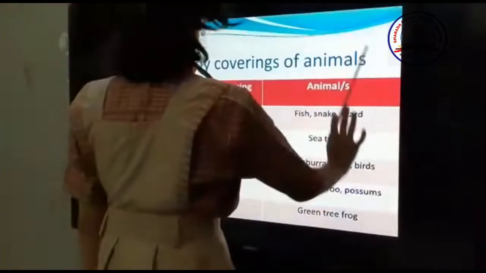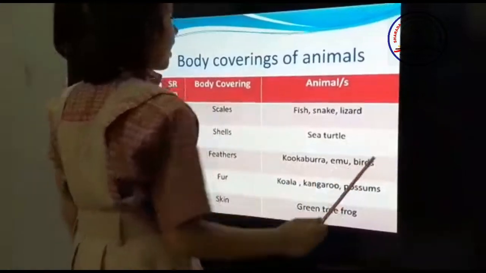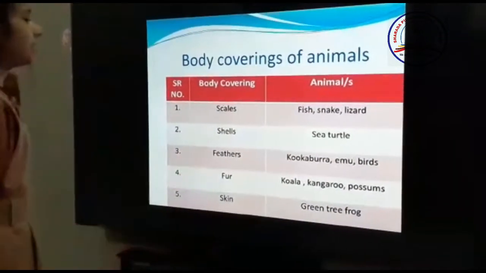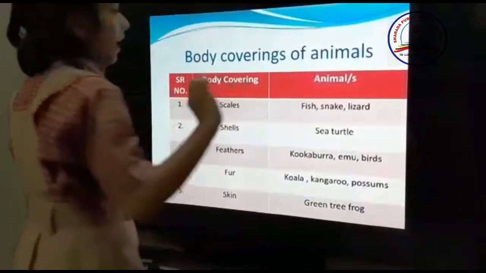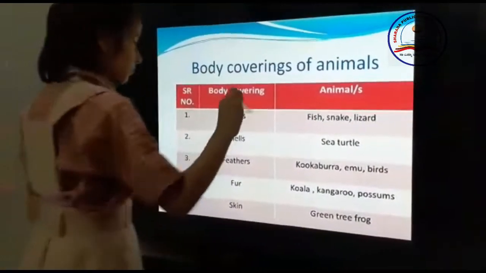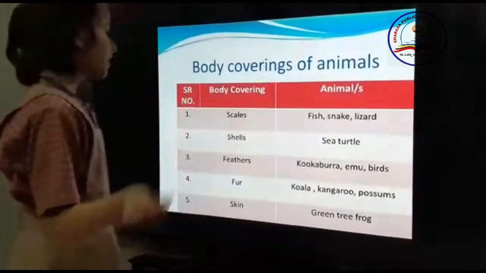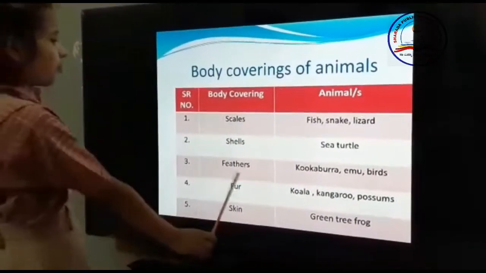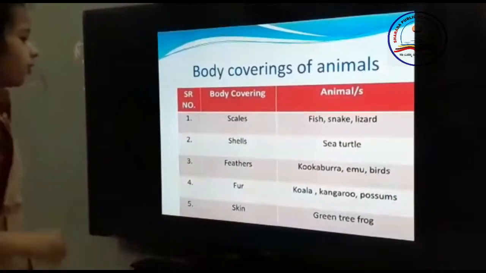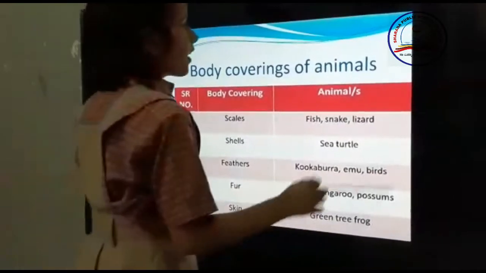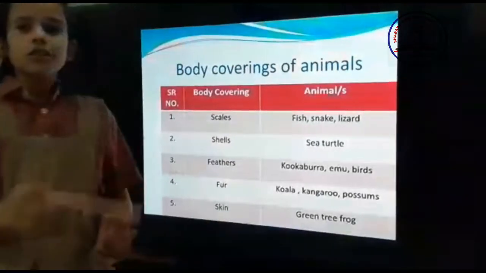Body coverings of animals. Scales: fish, snake and lizard are examples of scales. Shells: sea turtle and others are examples of the shell. Feathers: emu, birds and others are examples of feathers. Fur: kangaroo, possums and others are examples of fur. Skin: green tree frog and others are examples of skin.